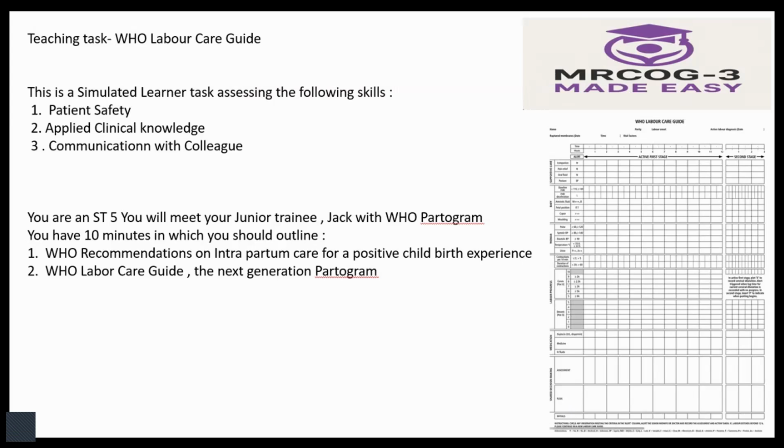So, this is a simulated learner task assessing the following skills: patient safety, applied clinical knowledge, and communication with colleagues. You're an ST5, and you will meet your junior trainee, Jack, with the WHO partogram. You have 10 minutes in which you should outline WHO recommendations on intrapartum care for a positive childbirth experience, and also explain the WHO Labor Care Guide, the next generation partograph.